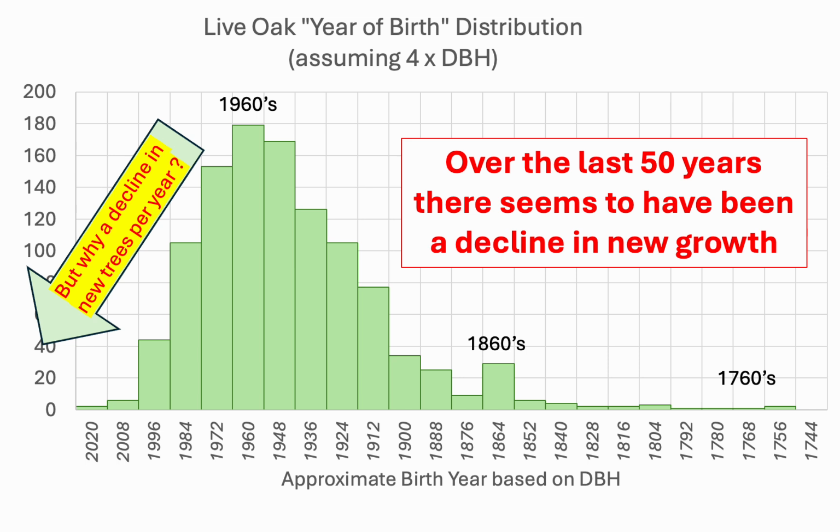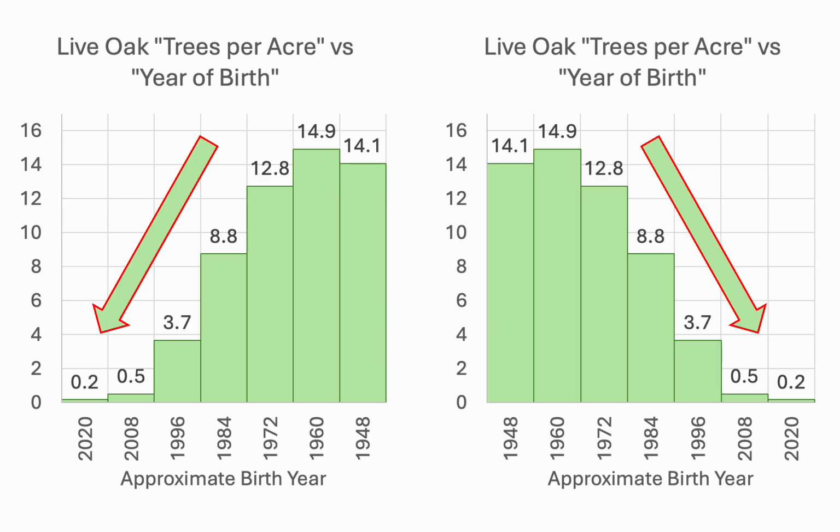But what is puzzling from the data is that the number of younger trees seems to be less than previous. Over the past 50 years, the data suggests a decline in new growth. Trees born in 1948 were at a density of about 16 per acre, but in the last decade, this has dropped to less than 2 per acre.